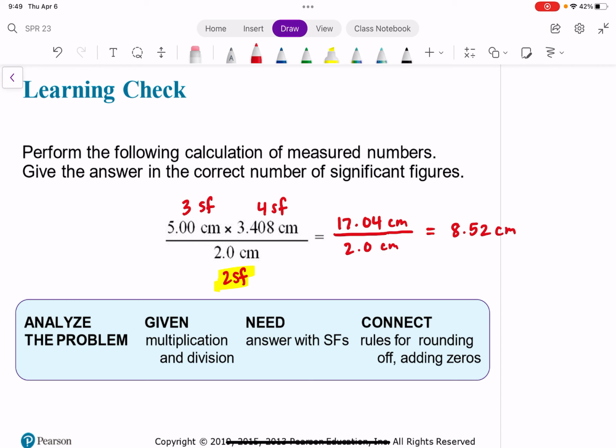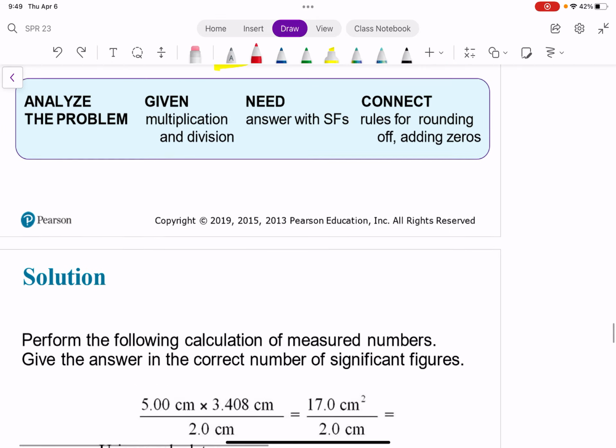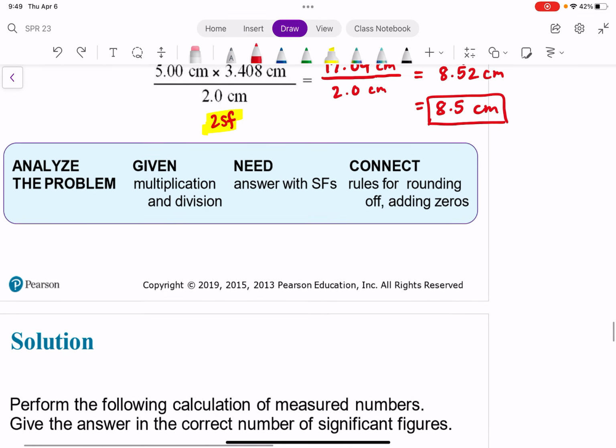All right, so let's see. How many sig figs do we need in our final answer? 2. So where do we need to round to? Which digit? This one. Yeah, so since 2 is lower than 5, I'm going to round to 8.5 centimeters. Notice that your final answer is still very close to the answer that you get on the calculator. It's just reporting the correct number of sig figs. Okay, so let's double check our work. Hopefully I got that right. And I did.